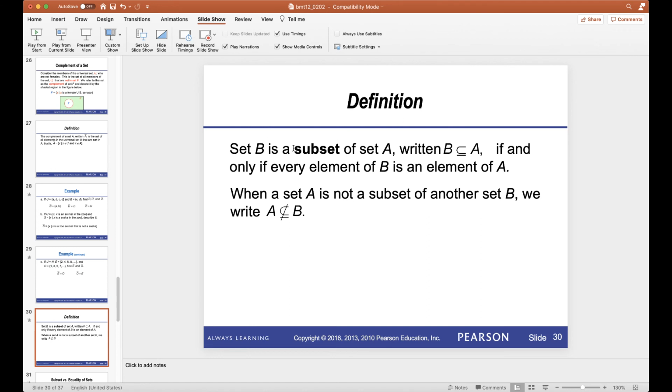So that brings us to subsets, and I mentioned that word before. Basically, a subset is a set that belongs inside another set. A set B is a subset of A if and only if every element of B is an element of A. When A is not a subset of another set B, we write A and then the subset symbol with a slash across it: A is not a subset of B.